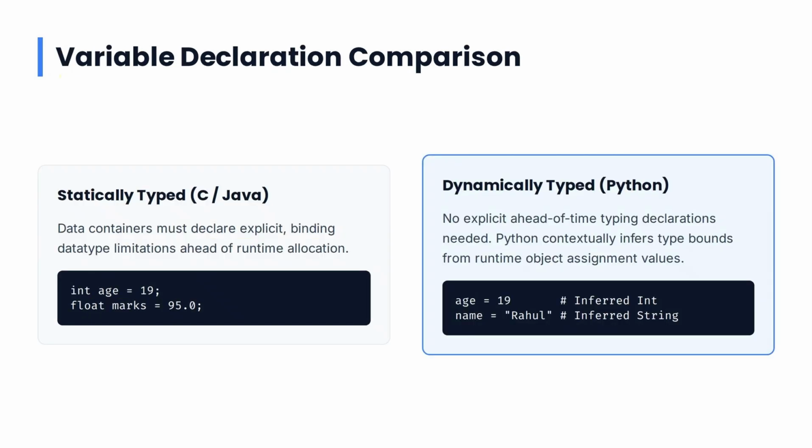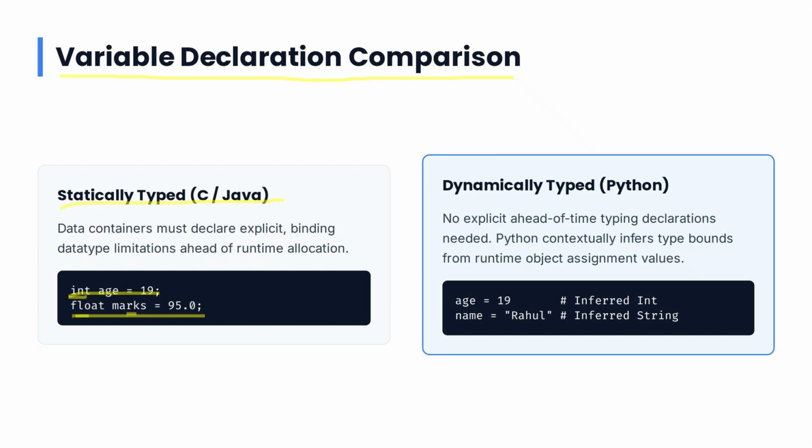So here is the variable declaration comparison. In statically typed languages like C and Java, data containers must be declared explicitly, binding data type limitations ahead of runtime allocation. Integer age equal to 19, float marks equal to 95.5. In C and Java we have to explicitly tell the compiler that the variable age will store an integer type or marks will store a float type.